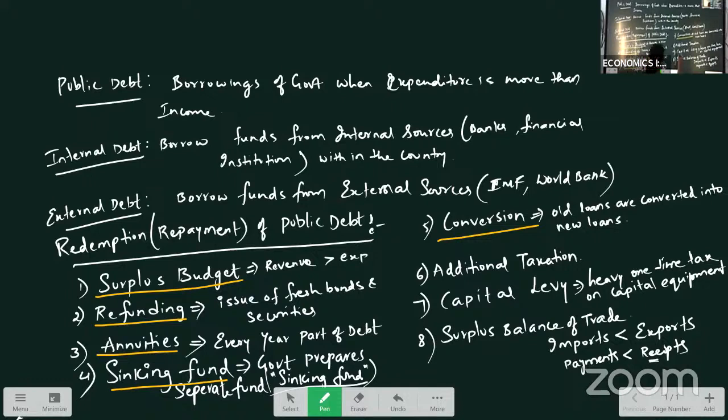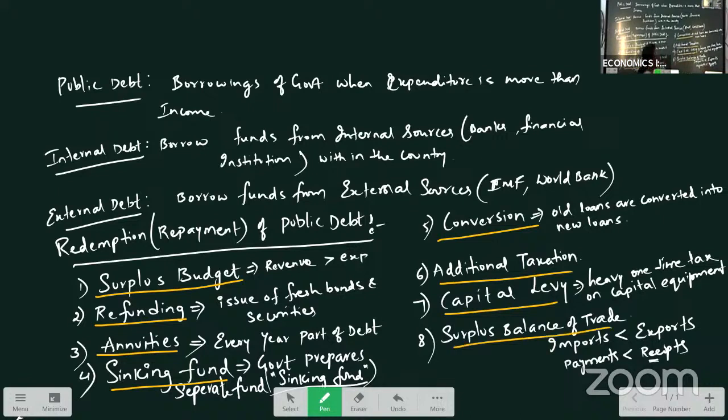Okay. Then next one, additional taxation. Extra additional taxes are collected by the government. So that income is used to repay the debt. Capital levy, a heavy one-time tax on capital equipments. When in the country, producers or industrialists are purchasing capital equipment, at that moment heavy tax is collected by the government. That amount is used to repay the debt.